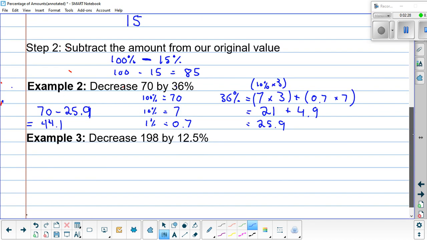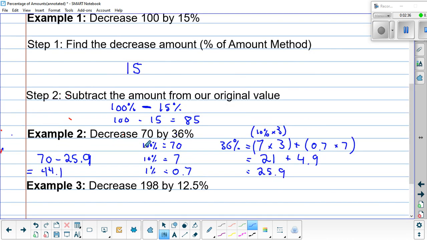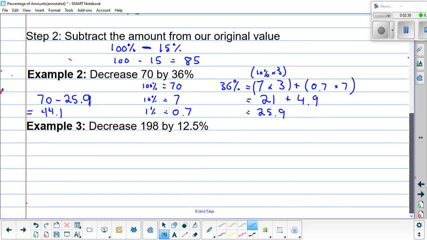And the last one we're going to go through for this type of problem is decrease 198 by 12.5%. So if we know that 100% is equal to 198, and I implore you when you're going through yourself, write them like this. Because it tells the person reading that you know that 10% is just 19.8. So it can show some understanding, and if you have to go back and see where we made a mistake, it can help you a lot.